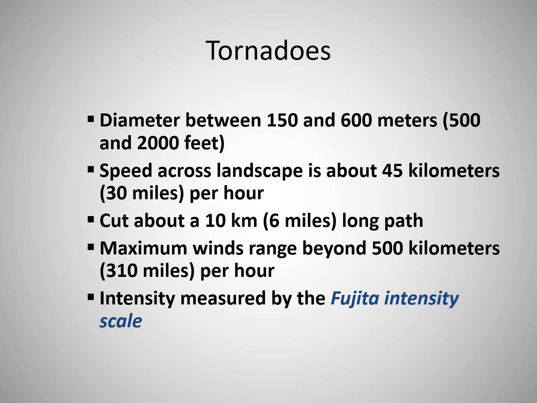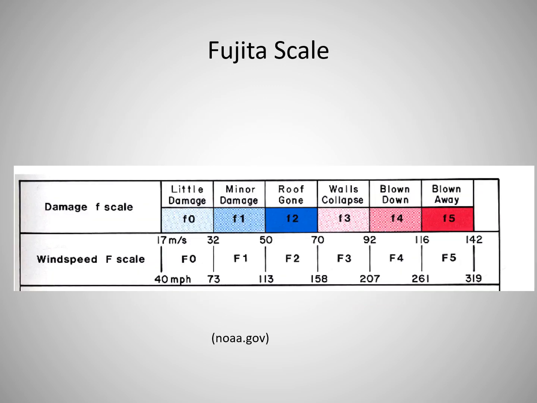They are measured by the Fujita scale. Here is the Fujita scale. It goes from EF0 to EF5. Yes, there's a 0, okay, but still, a 0 has wind speeds between 40 and 73 miles an hour. So it's not nothing. But if you're going to have a tornado in your area, you hope that it's an EF0.